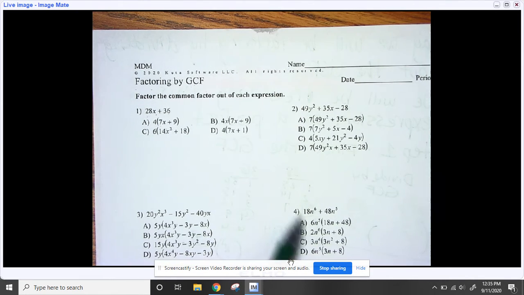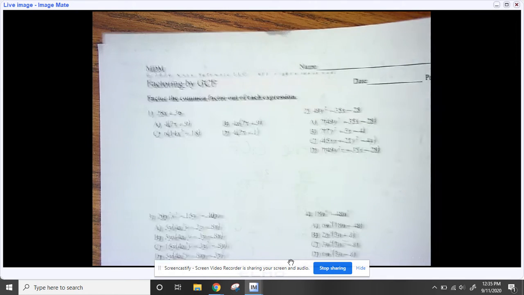So we're doing the reverse of distributive property. I'm going to go over these first 4 problems in this video with you. So let's go ahead and start with number 1.